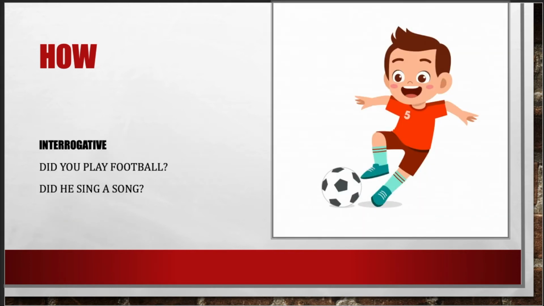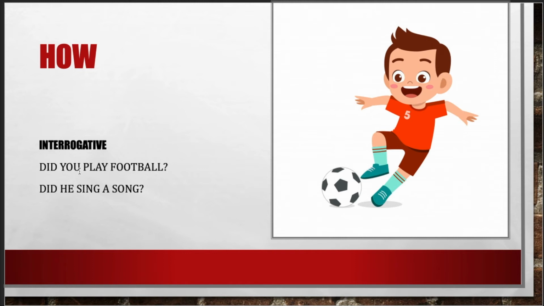Now let's move to the interrogative form. In the interrogative form, we start with the auxiliary, okay? Again, we have to use did. In all the subjects, we use did, okay? That's easy. For example, did you play football? Did he sing a song?